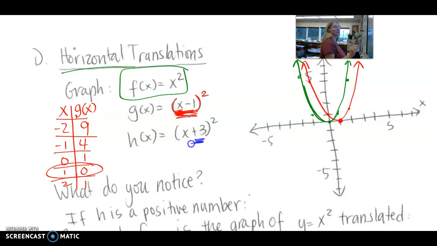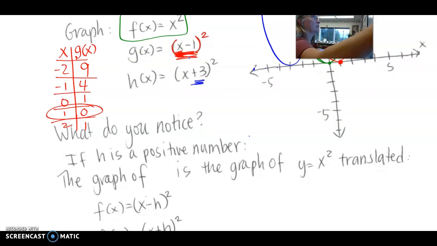And if I add a number inside the parentheses before I do the function, which is squaring, take a guess at what it's going to do. You could stop the video, make a table, and check it out for yourself, but it's going to shift 3 units. It's going to take this green graph, the original parent function, and pull it over 3 units to the left. So adding 3 makes it shift to the left.